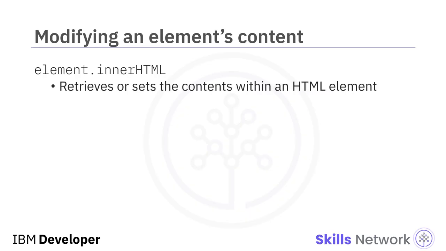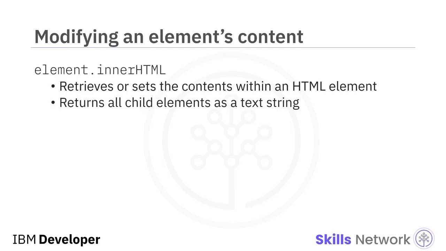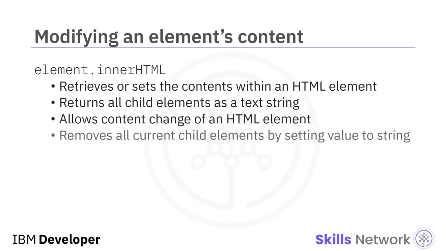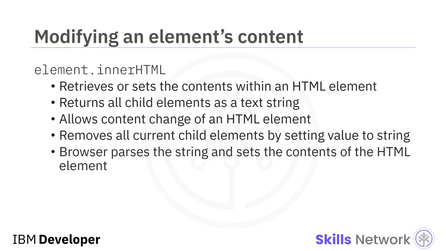The function element.innerHTML retrieves or sets the contents of an HTML element. The innerHTML property returns all child elements as a text string. With the element.innerHTML function, you can change the contents of an HTML element by setting it to a text string that can include HTML tags. Setting the inner HTML value of an element to a string removes all of the current child elements. The browser then parses the string and sets the contents of the HTML element.